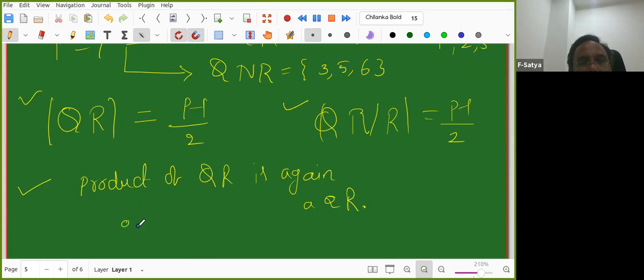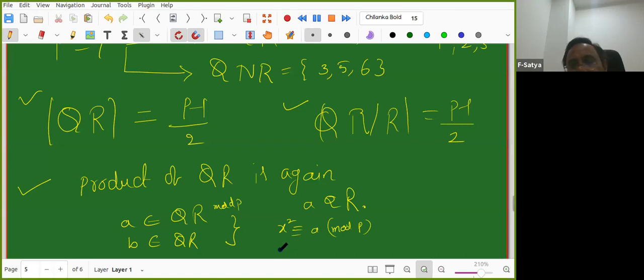So let us take A is a quadratic residue, B is a quadratic residue. I want to show AB is also a quadratic residue. But what do you mean by A is a quadratic residue? The meaning is that x square congruent to A mod P has a solution. And B is also a quadratic residue, which means x square congruent to B modulo P also has a solution. But how do you prove that AB also has a solution?